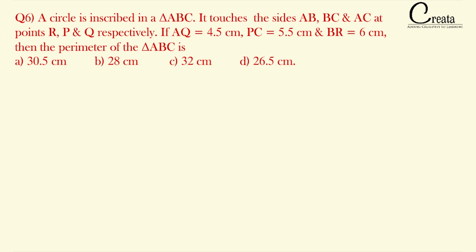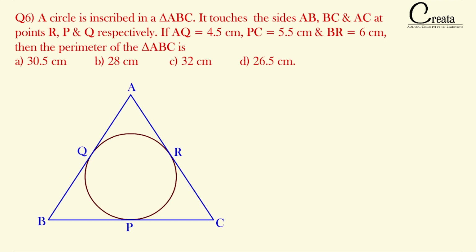The first step is we will observe the question. Here in the question, a circle is inscribed in the triangle ABC. Means this circle is the incircle, that is the circle which is touching the three sides of the triangle. Further, these three line segments, that is AQ is given as 4.8 cm, PC is given as 5.5 cm and BR is given as 6 cm. We have to find the perimeter of the triangle. Means we have to find the complete three sides of the triangle so that we can find the perimeter, that is the sum of three sides of the triangle.